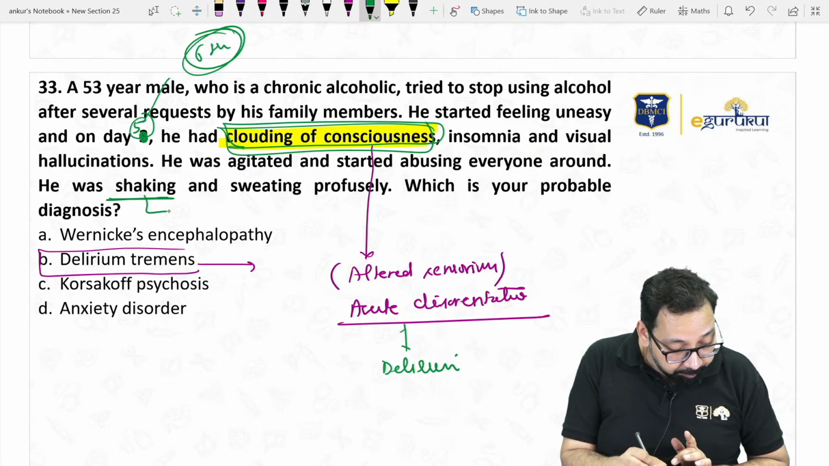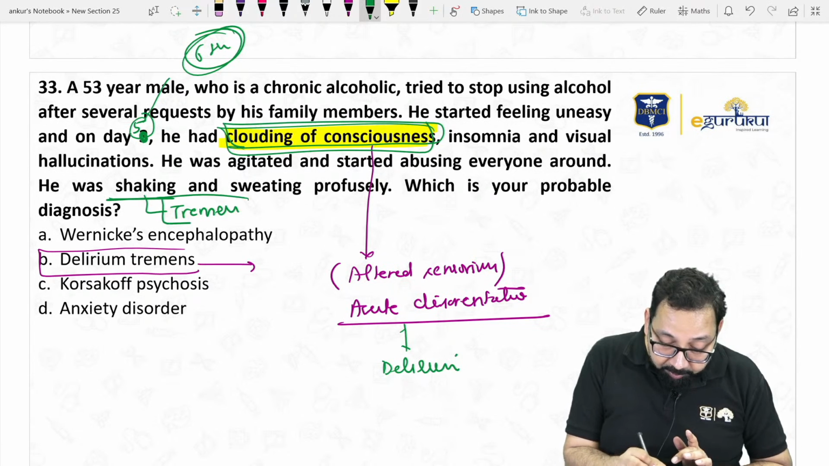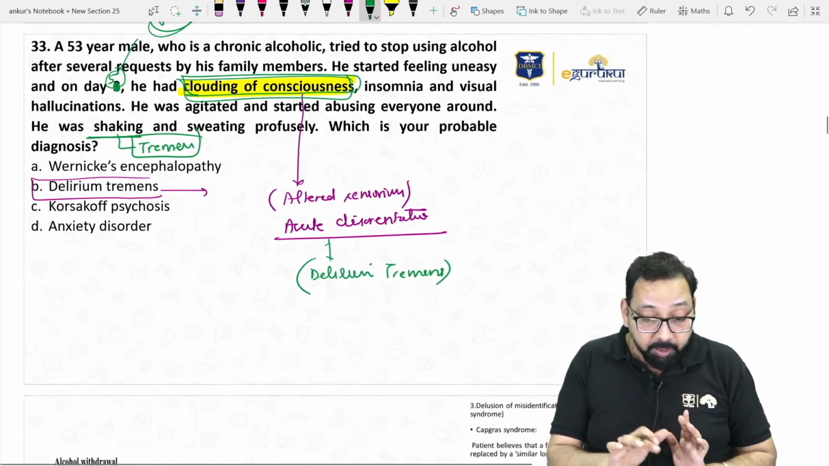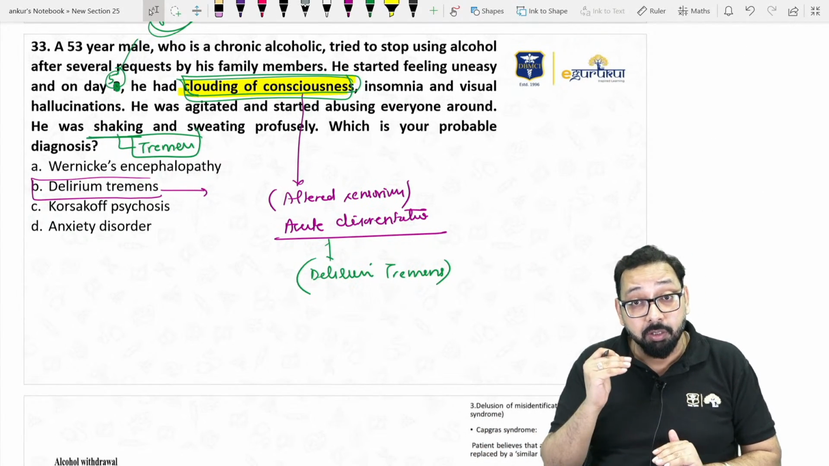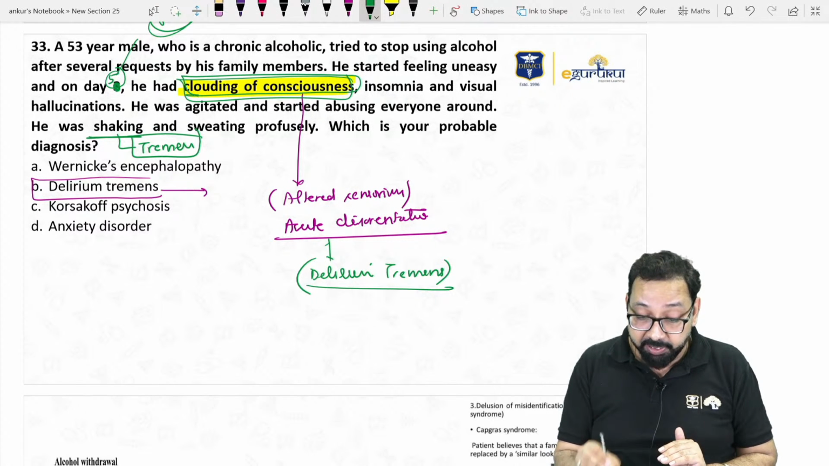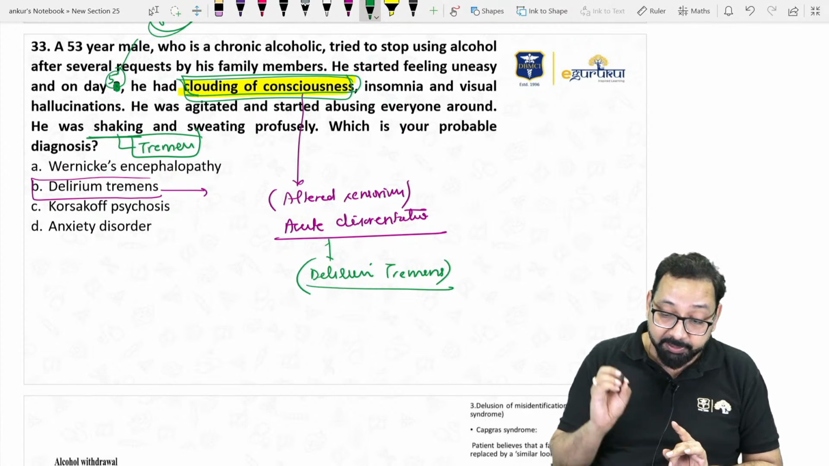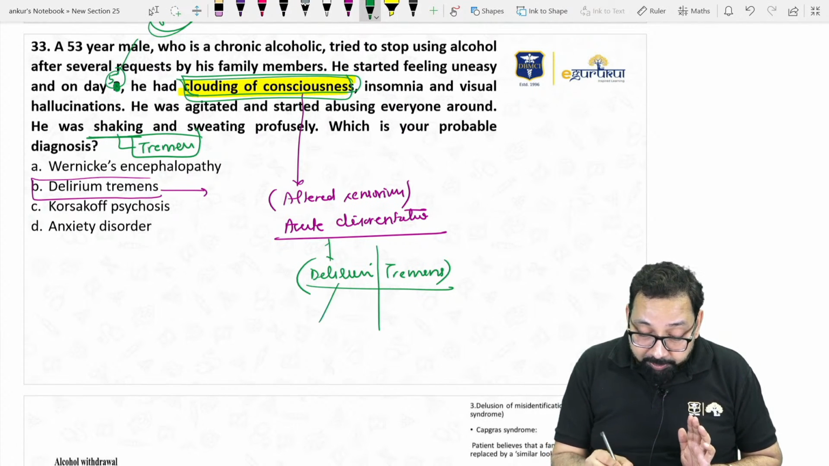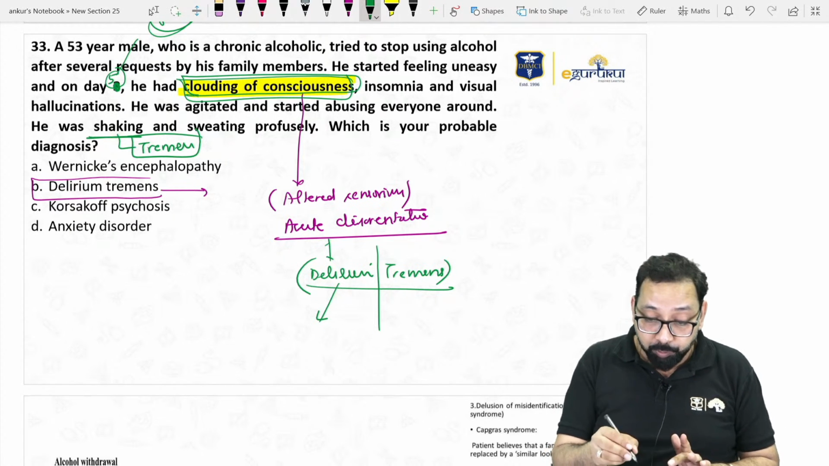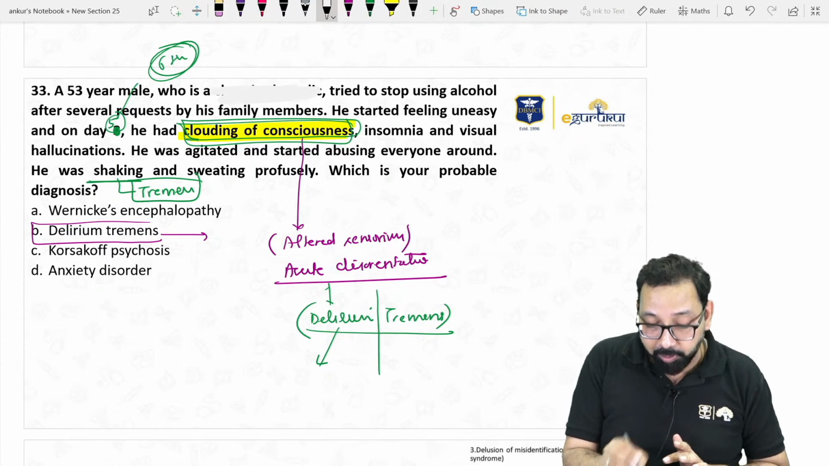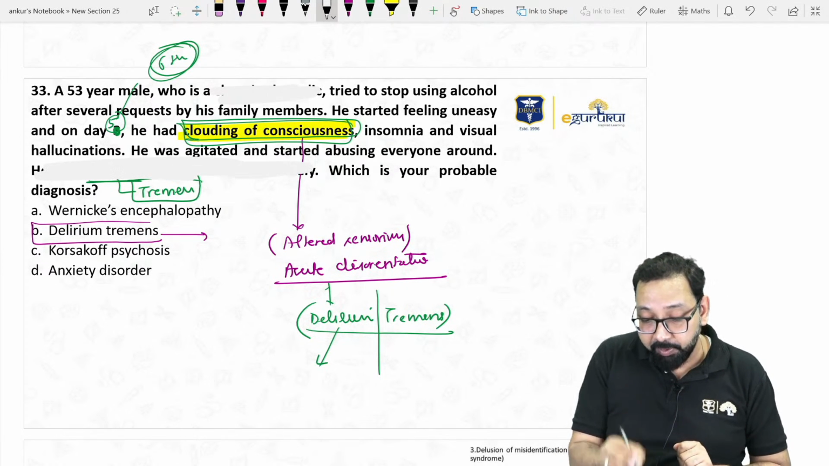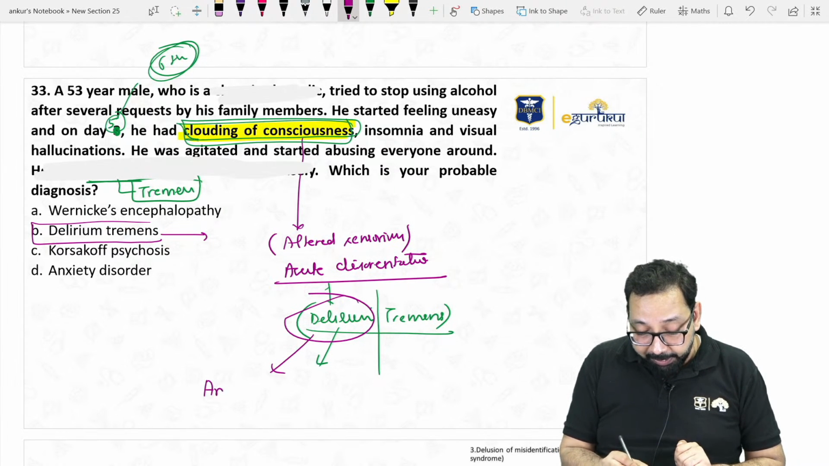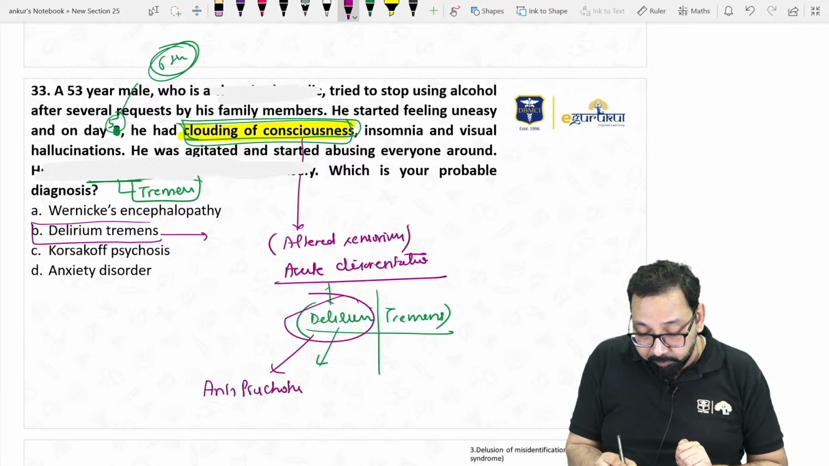And in this, shaking means tremors. That's why tremors. So remember this point. If tremors are there, autonomic instability is there, then it is delirium tremens. If clouding of consciousness, then it is delirium. Why are we considering these two different things? If only and only delirium is there, sometimes you will not find the history of alcohol, then you will make the diagnosis of delirium, and in this the treatment would be antipsychotic, low dose.